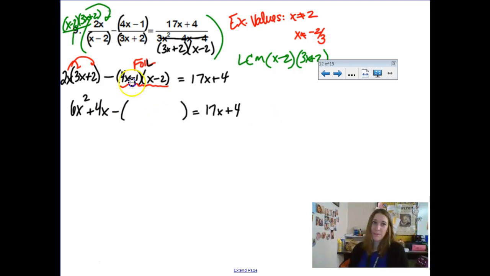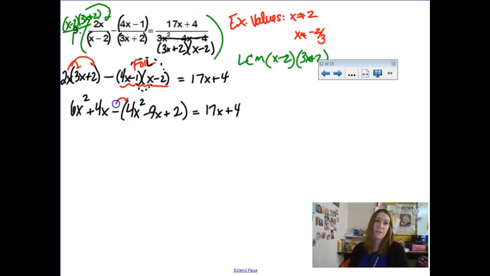And I'm going to clean this up as much as I can. I have 4x times x, so 4x squared. And then you have negative 8x plus negative 1x. So you have negative 9x in the middle. And then plus 2. If you didn't combine these middle terms and you left them separated, it's okay. Eventually you'll have to combine them.